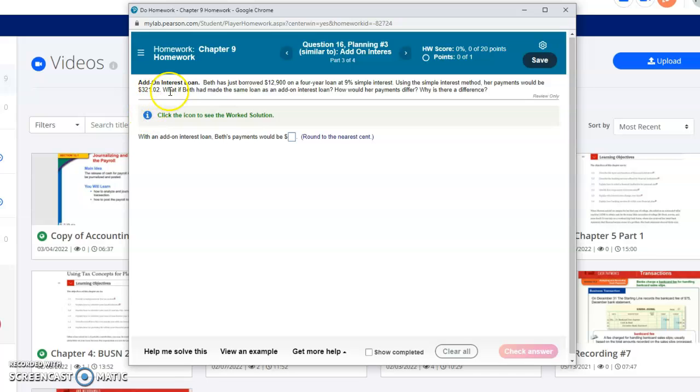For this one, when you get the add-on interest, I just want you to be aware. Mine is Beth has just borrowed $12,900 on a 4-year loan at 9% simple interest. Using the simple interest method, her payments would be $321.02. What if Beth had made the same loan as an add-on interest loan? How would her payments differ?